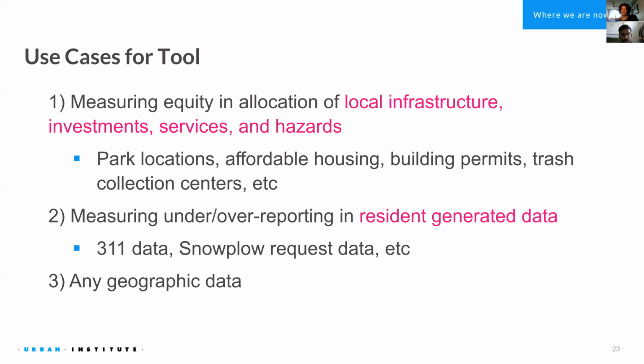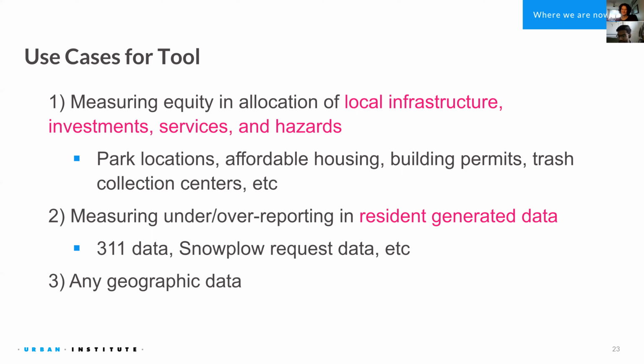But second, you can also measure under and over-reporting in resident-generated data, like the 311 data Alena talked about, or even snowplow request data that some cities are making available. And that'll give you a sense of exactly what kind of residents are starting to use these online government services like 311, and which residents are left out in that process.